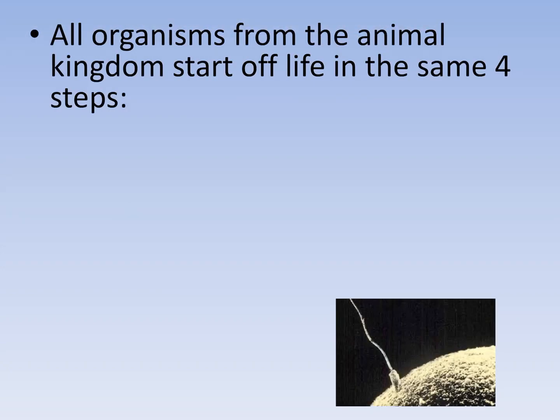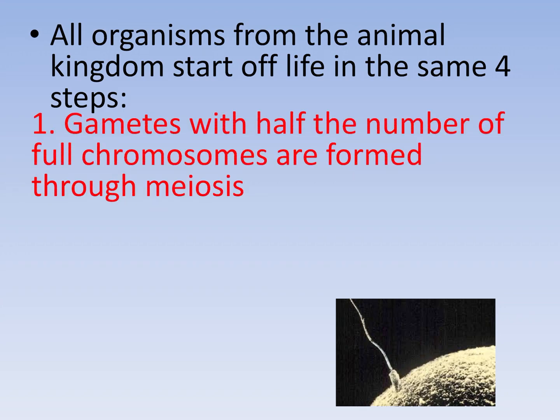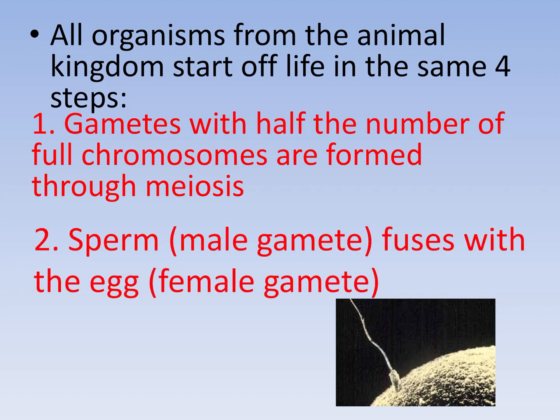Okay, there we go. All organisms from the animal kingdom start off life in the same 4 steps. So they're all going to start the same way here. So number 1, remember everything in red you need to write down. Gametes with half the number of full chromosomes are formed through meiosis. So gametes are going to be formed, so that would be like the sperm and the egg, and they have half the number of chromosomes.